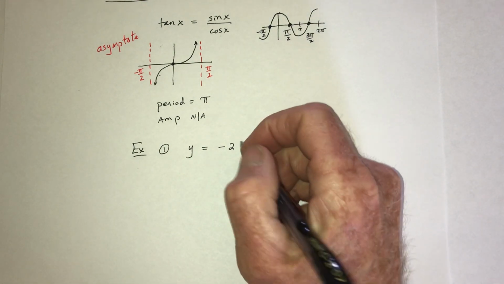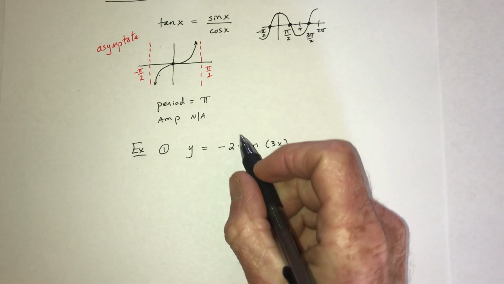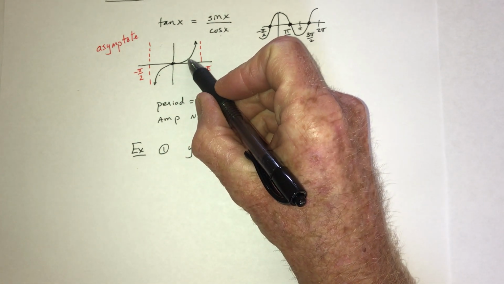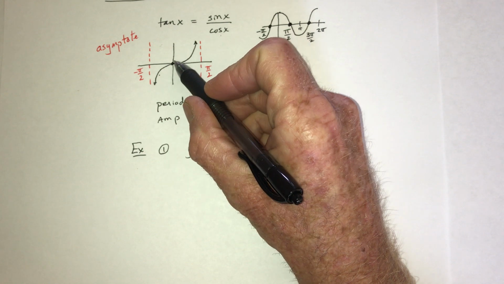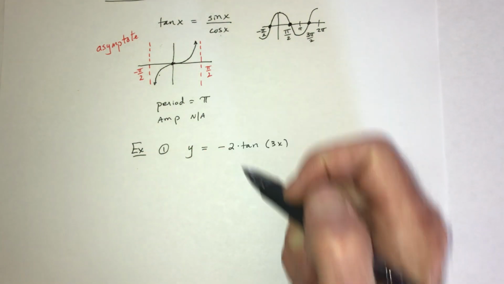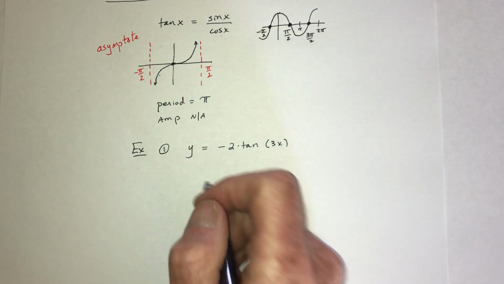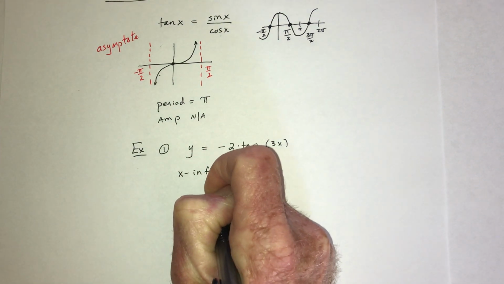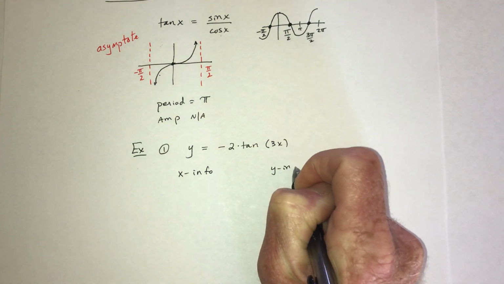The 2 is going to make the y values twice as big. So let's say that right here, the y value is 1. Well, then the y value would be 2. So it's going to make it grow faster, although with the negative, it would be going down faster. Okay, like with the other ones, I still like to put what's the x information and what's the y information.